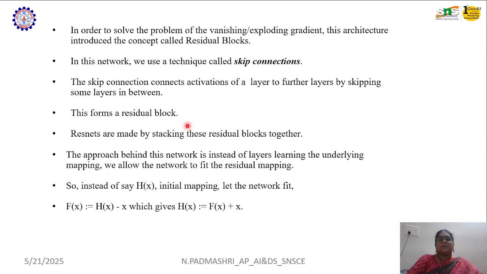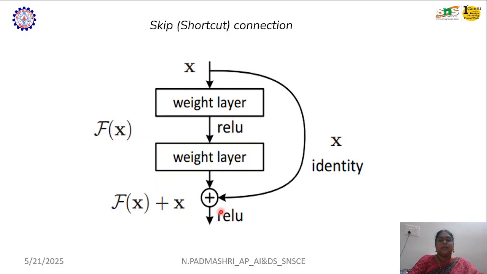Okay, so all the working layers together form a residual block, and the approach is, instead of layers learning the mapping directly, we allow the network to fit a residual mapping. So we have some functions: F of x is equal to H of x minus x. If you want to find H of x, it will be F of x plus x, which is a mathematical computation. Here x is the input, and this is a skip connection. As I said, the architecture follows the skip connection, which is an advantage in ResNet.